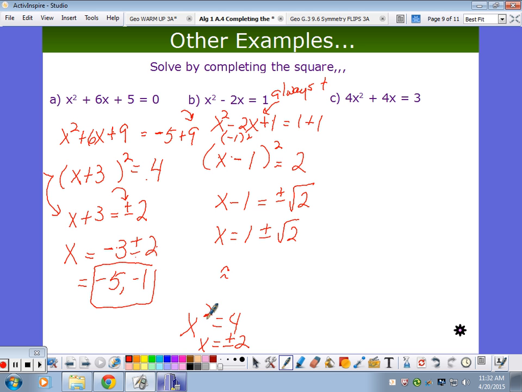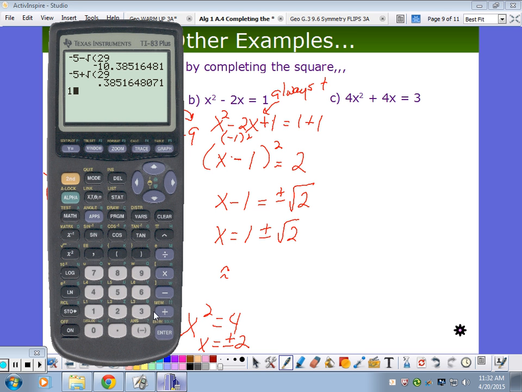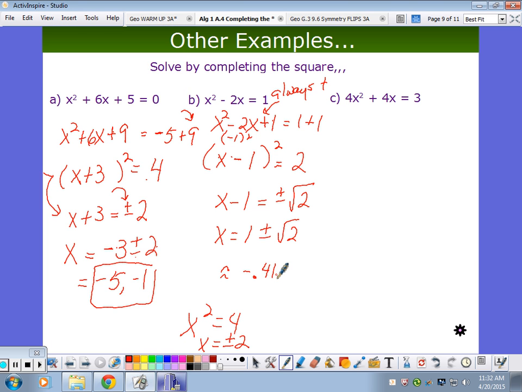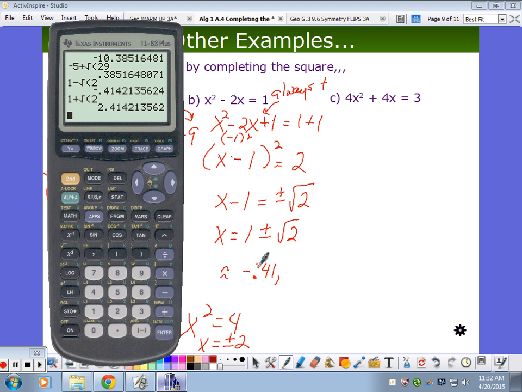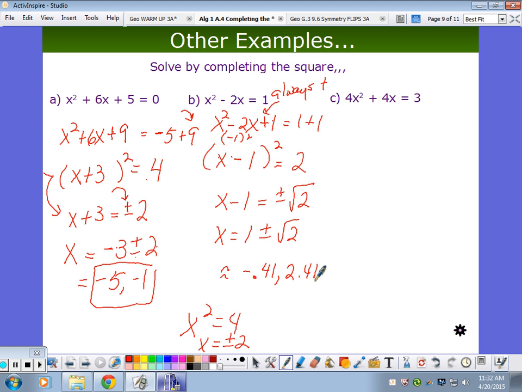If you want to get this to the nearest hundredth, you put it in the calculator. It's approximately negative 0.41. Then I have to add 2.41 plus square root 2.41. Yes, but there are two solutions, right? It's an x squared, there's 2, 1, or none.